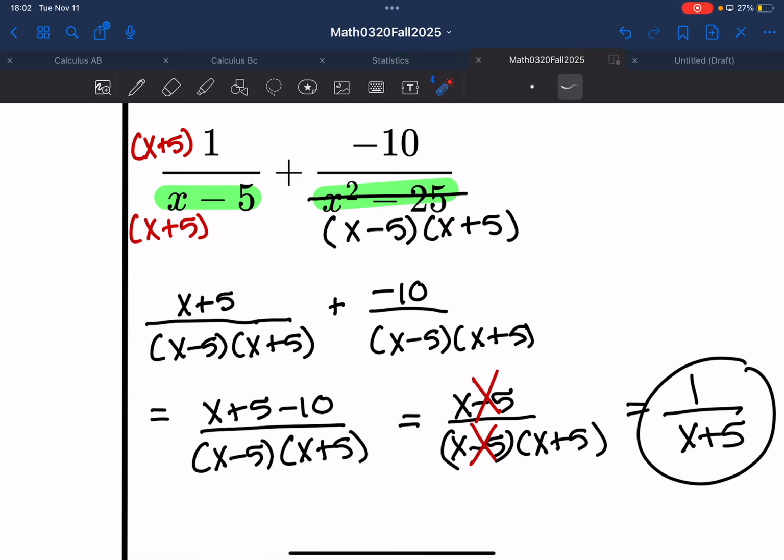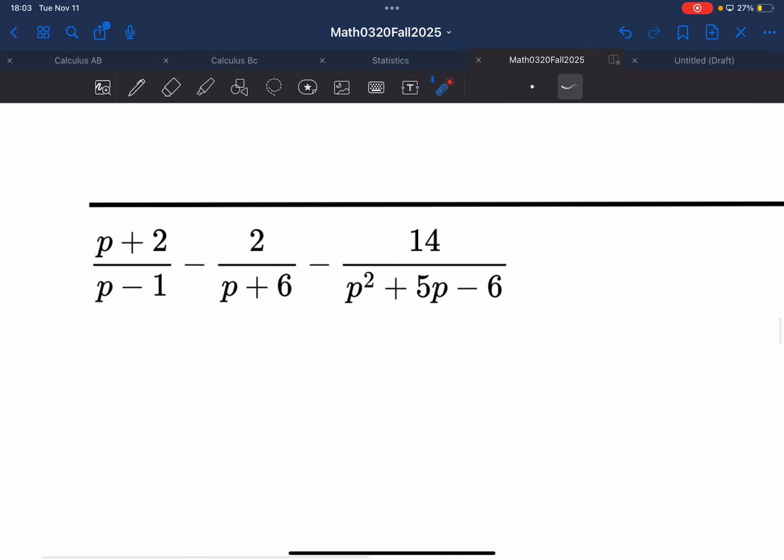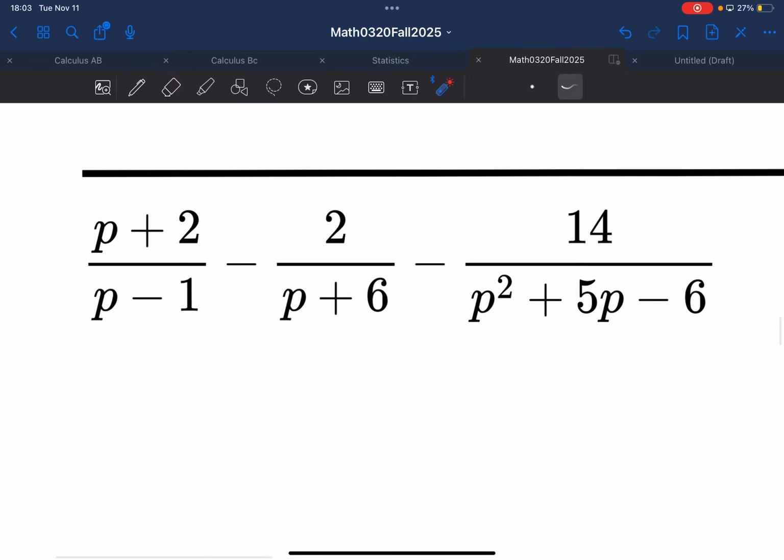Okay. Any questions so far? So that means even if they gave us more than 2 fractions, we would still go through the same process of making sure they all have the same denominator. So for example here, now we have 3 fractions, they're all subtracting.